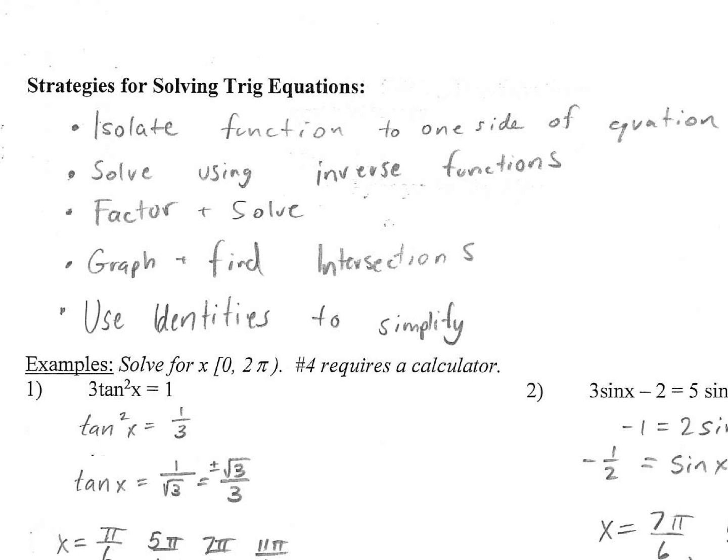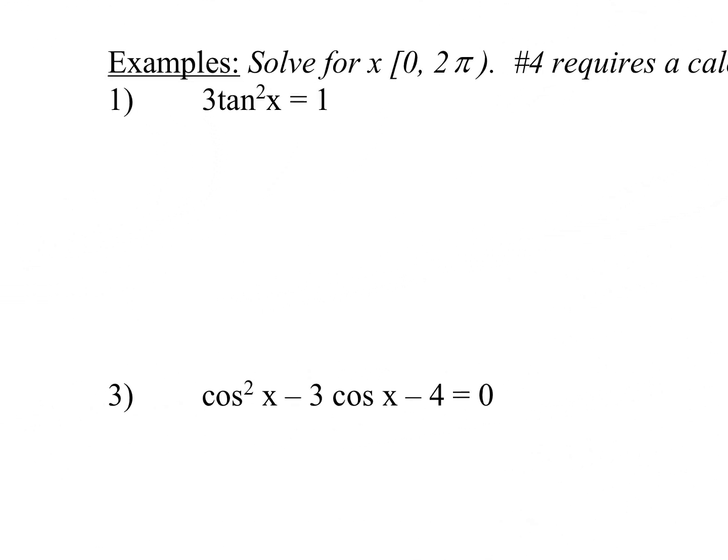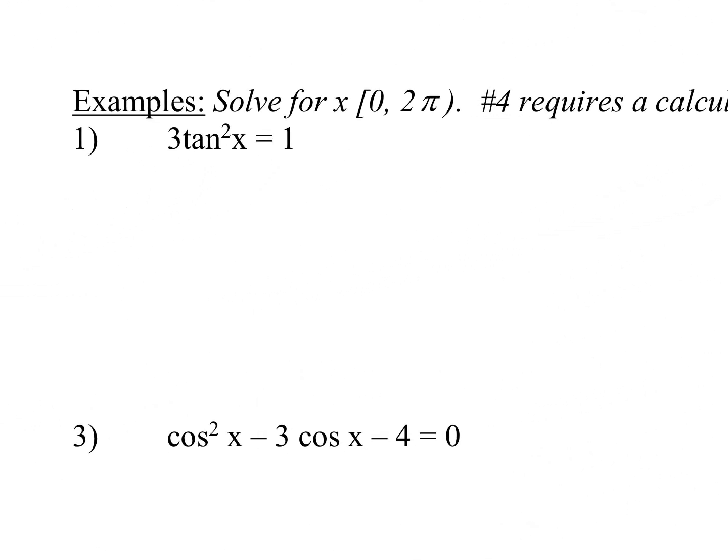We will see a few examples of each, and then we can see what works and what doesn't in which situations. So let's take a look at our first example. We always want to pay attention to the domain over which we are solving our equations. In this case, we are solving from 0 to 2 pi.